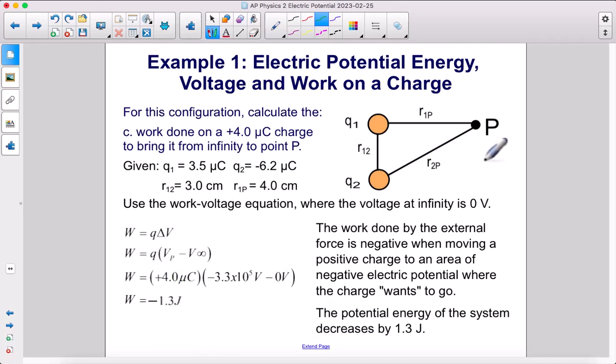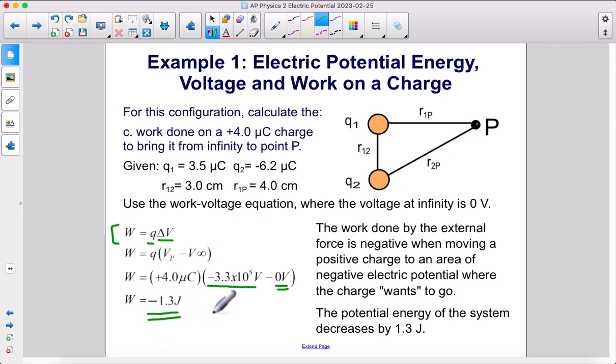Next, we're going to calculate the work required to bring a positive 4 microcoulomb charge from infinity to point P. So we're going to use this equation. The work needed is going to be Q times delta V, where Q is the charge that we're moving inside of the field created by these 2 charges here. So the change in voltage, well, at infinity, voltage is 0, so that's going to be 0 volts. But at point P, it is negative 3.3 times 10 to the 5th, which we calculated on the previous slide. So we see that the work required is negative 1.3 joules.